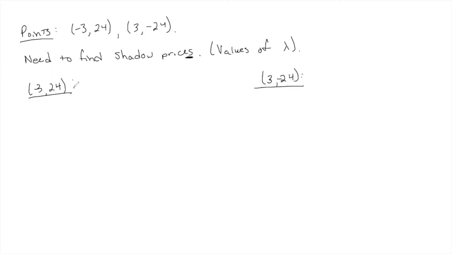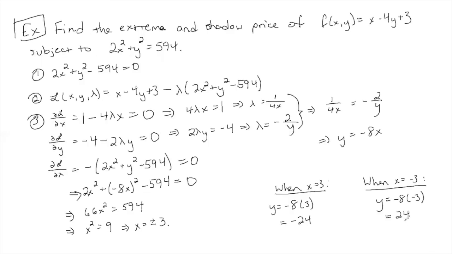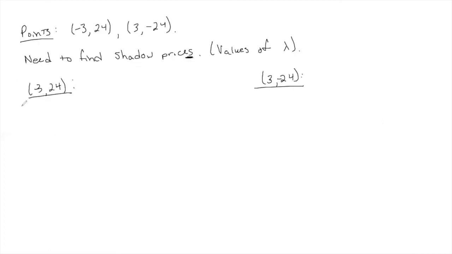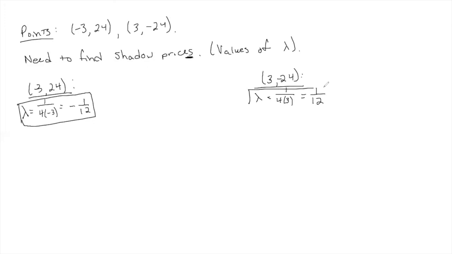All right, so when x equals -3 and y equals 24, what does lambda equal? Well, I have a nice relationship here, so I'll just use this. Lambda equals 1 over 4x. I don't need to know y in order to find lambda. In this case, x is -3, so this is -1 over 12. And over here, I get 1 over 4 times 3, so lambda equals 1 over 12 in this case. I'll box these as my answer.